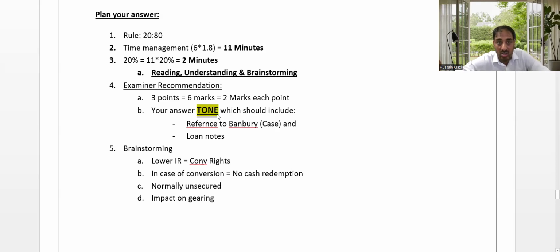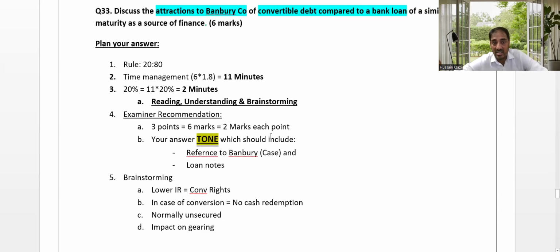How to select the tone from this requirement? Number one, you have to make a reference to the Banbury case. You have to put a reference to Banbury. And you need to mention comparison with the loan notes. Those are 2 important points.